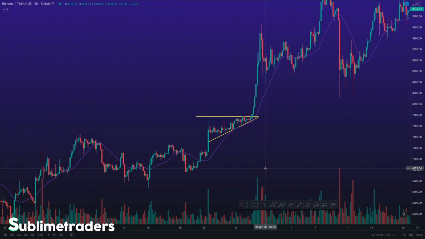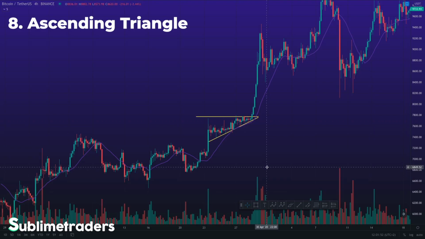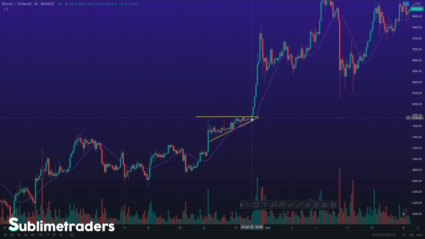So next up we have the ascending triangle pattern, and this is a bullish continuation pattern. Ascending triangles can be drawn onto charts by just placing a horizontal line along the swing highs and then drawing the ascending trend line along the swing lows. Ascending triangles often have two or more identical peak highs, which allows a horizontal resistance line to be drawn, and the overall uptrend is bullish.